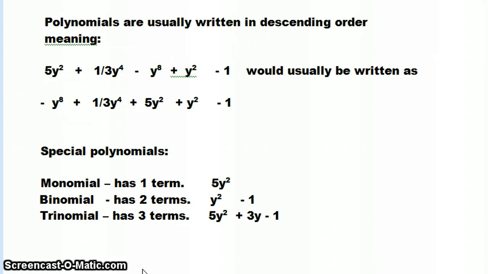Polynomials are usually written in descending order, which means the expression that you see on the line that follows is an example of something that's not in order. How it would typically be written is on the line below, where the exponent on the y is 8. That's the largest one, so it would be listed first. The exponent on the next term is 4, so it's listed second, and then the ones with the y to the second power are listed next, and then lastly the numbers.